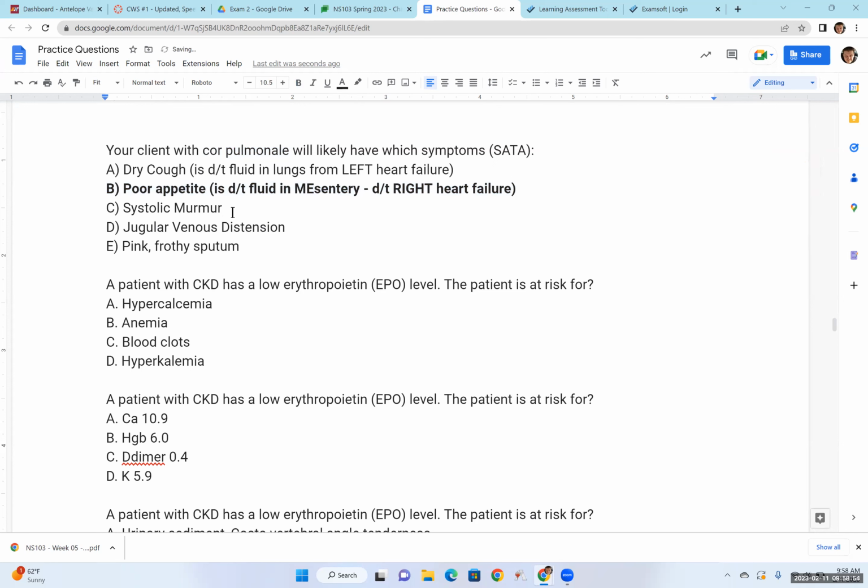Systolic murmur. It'll be both. It's not really specific. I have to say systolic murmur over right sternal border. All right, this is what? Aortic stenosis, which causes left side heart failure, right? So that's wrong. JVD? Yes. Right, pink frothy sputum. All right, this is what?